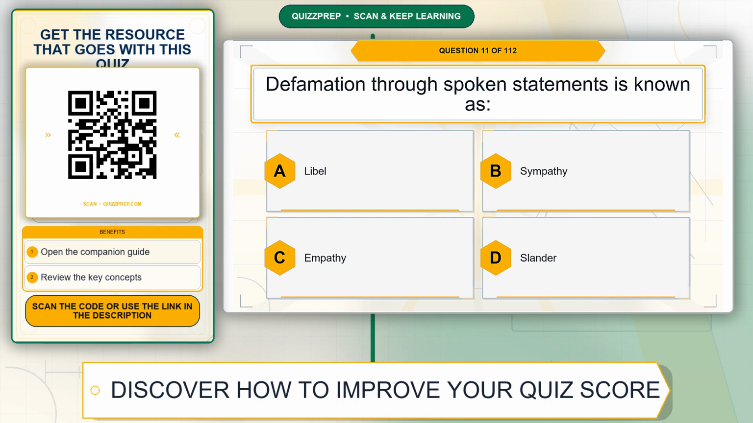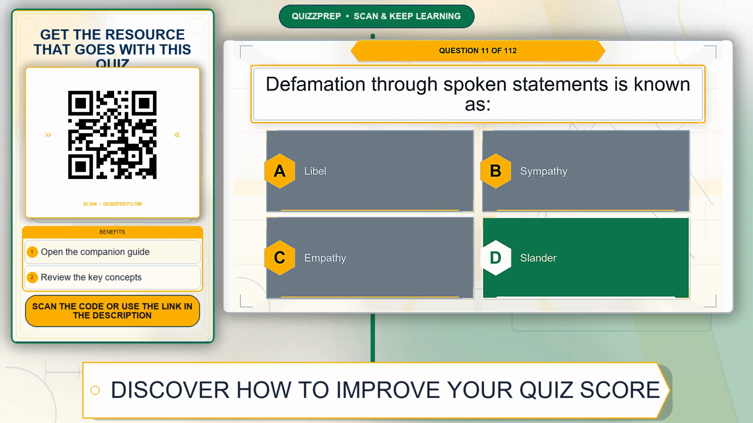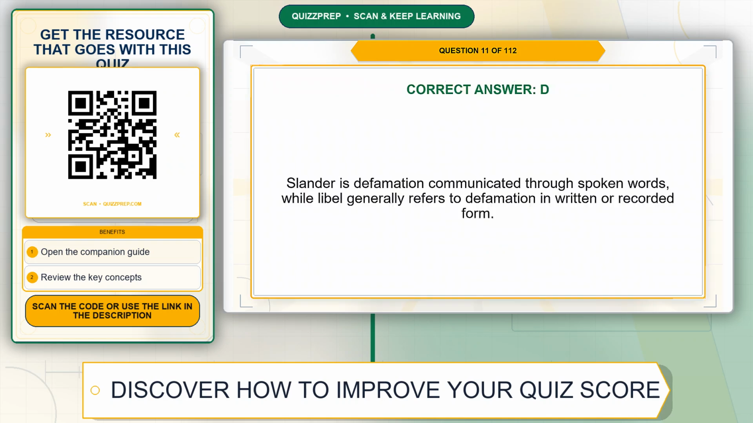Question 11. Defamation through spoken statements is known as option A, libel, option B, sympathy, option C, empathy, option D, slander. The correct answer is option D, slander. Explanation. Slander is defamation communicated through spoken words, while libel generally refers to defamation in written or recorded form.